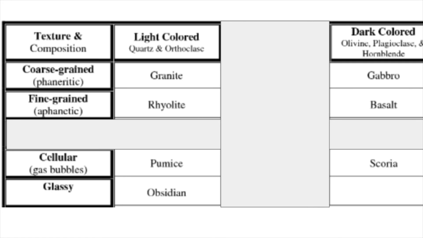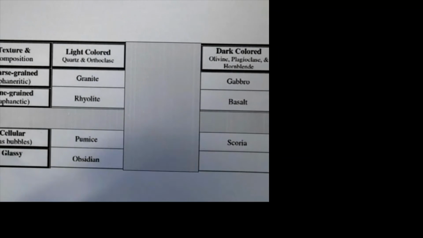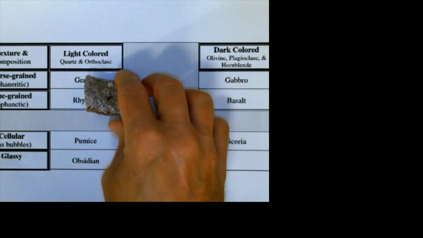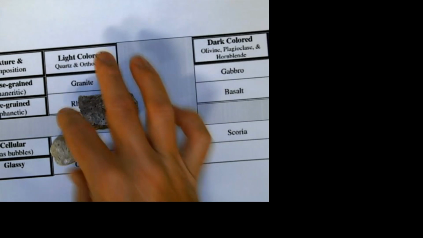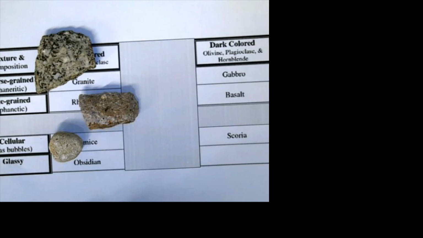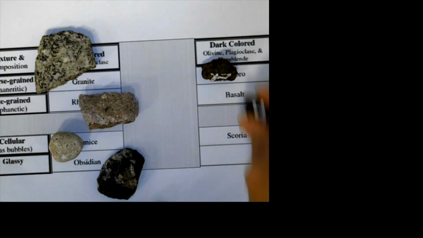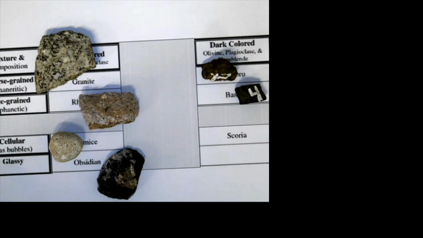So I am going to attempt to do this. I should have tried this ahead of time. Okay, so we have rhyolite, we have pumice, we have granite, we have obsidian, we have gabbro, and we have basalt. Thank you.